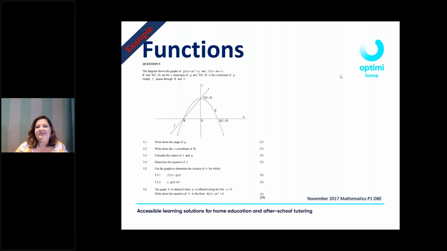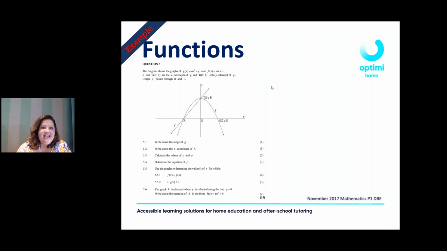Okay, right. I am going to carry on with this before I answer any more questions at this stage. As I said, I've taken this question out of a question paper that was written, and I want us to work through that. They say the diagram shows the graphs of g, which is ax squared plus q, and just looking at that, I know that it is the parabola. f of x is equal to mx plus c. Remember, I told you about the mx plus c, and that is represented by the straight line.